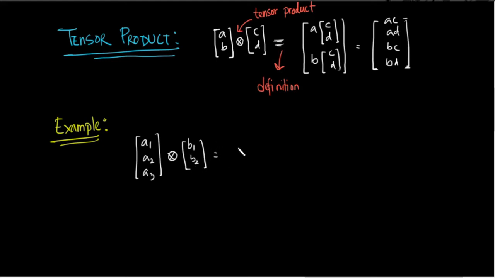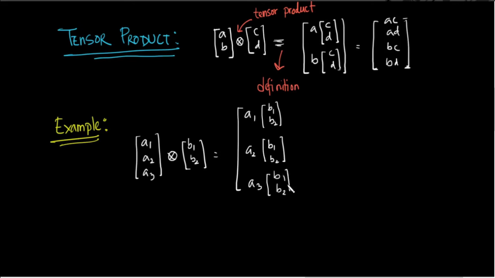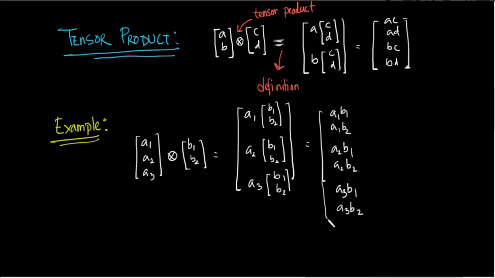So what will be the tensor product? Well, the tensor product will be: write the first element A1, then write the second vector as a whole, B1, B2, then write the second element A2, then again write the second vector, and write the third element A3 and write the second vector. And if we multiply this out, this will be A1 B1, A1 B2, A2 B1, A2 B2, and A3 B1, A3 B2. Well, this is the tensor product.